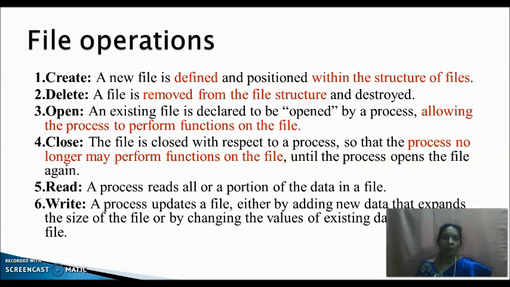Now let's see file operations one after the other. First one is create. We are able to create a new file. Second one is delete. We are able to delete a file. Third one, open. We are able to open an existing file. Fourth one, close. The file is closed with respect to a process. Fifth one, read. A process reads all or a portion of the data in a file. Sixth one, write. A process updates a file either by adding new data that expands the size of the file or by changing the values of the existing data items.